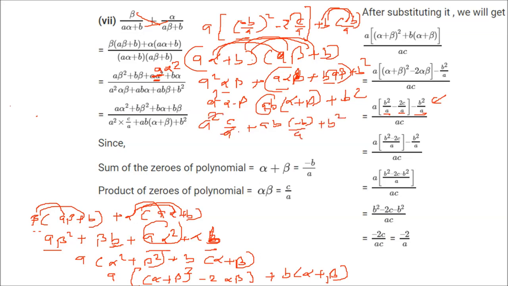A cancels, this is c, and you get a cancels, this is minus b square, then you have b square here also, so it gets cancelled. So a remains in the numerator, so a into c, this is ac. So this is the numerator, this is the denominator, you just have to rearrange, you get minus 2 by a.